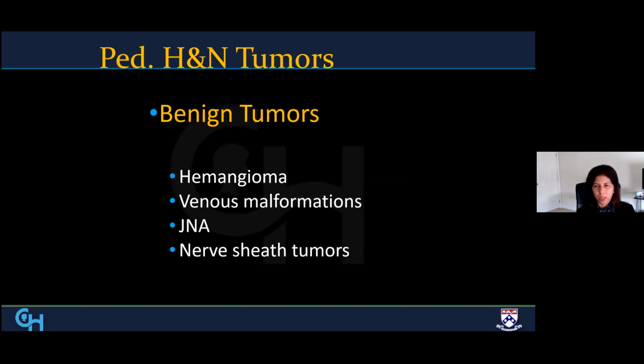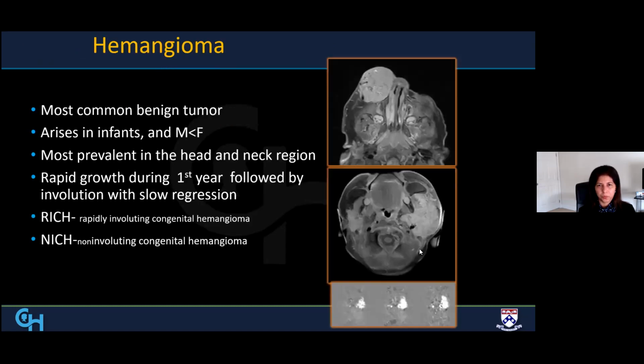So we are now done with the malignant group, and we will move to the group of benign tumors. I'll be highlighting and touching on some of these vascular and nerve sheath tumors. Here is an example of hemangioma. This is the most common benign tumor, commonly seen in infants, and is prevalent in the head and neck region.